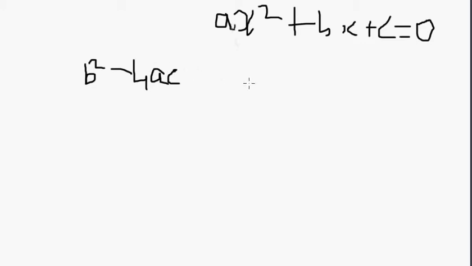If b squared minus 4ac is greater than or equal to 0, this means that the equation has real roots. And if it's equal to 0, that implies that it has real roots, of course, but it has only one root. It has only one value of root.